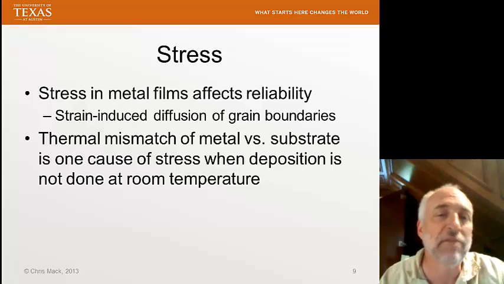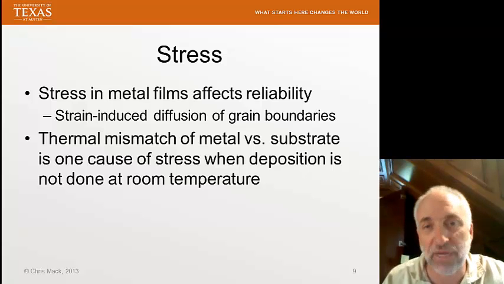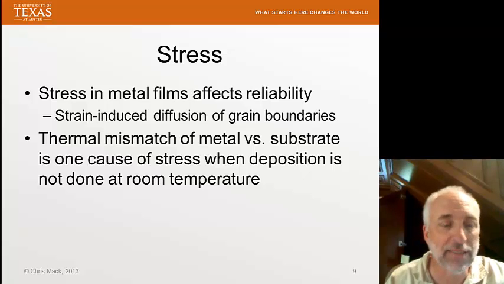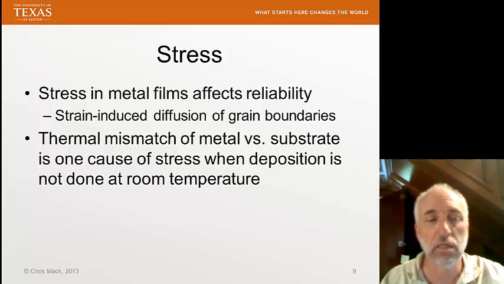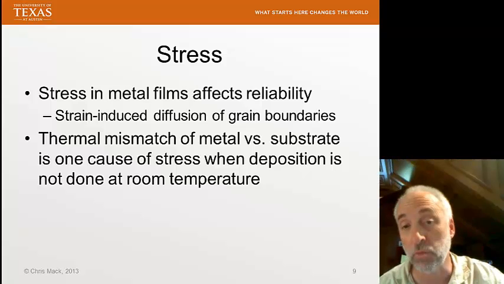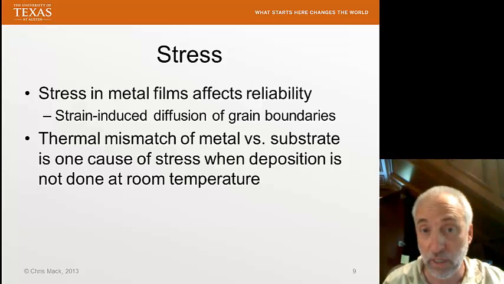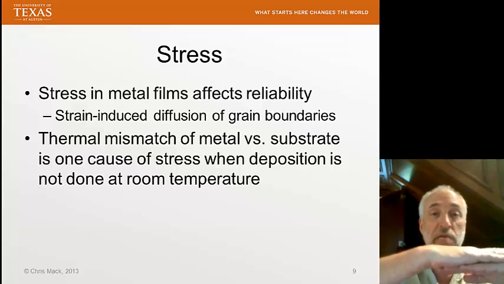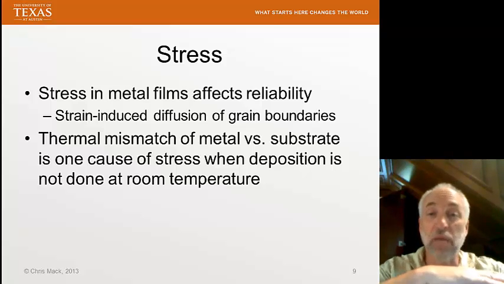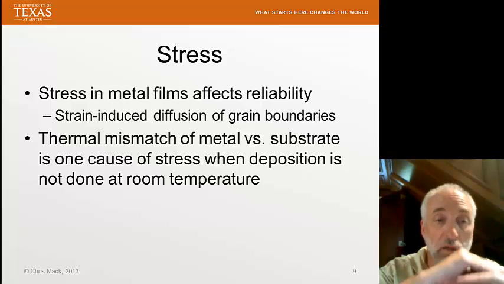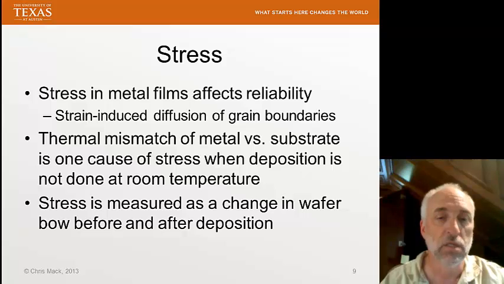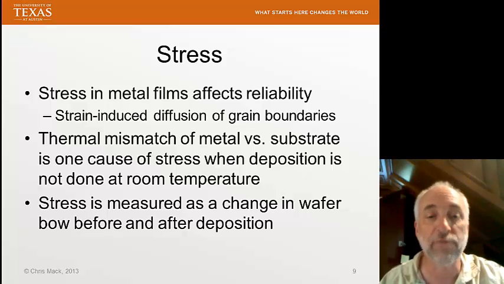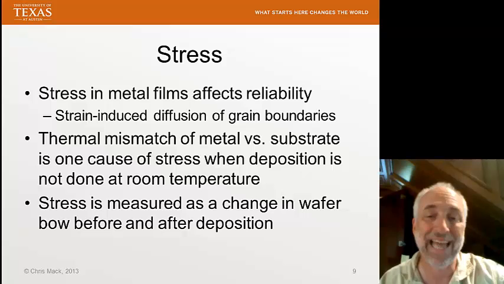Where does the stress come from? One common way to get stress in a film is to deposit it at a high temperature and then have a mismatch between the thermal properties, the coefficient of thermal expansion of the metal compared to the substrate. So I get deposition at one temperature, but when they cool off, maybe the metal shrinks more than the silicon does, and the result is stress. Stress is measured as a change in the wafer bow, both before and after deposition.